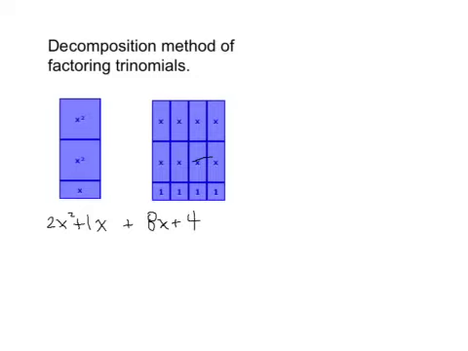Now you have to remember that the original polynomial, in other words these two pieces combined, was 2x squared plus 9x plus 4. And we're going to show how decomposing it, breaking it into two parts, can lead to the factors. We end up with two rectangles, and each rectangle can be factored on its own. We call this, when we factor it into groups, factor by grouping. So I'm going to show you what factor by grouping looks like.